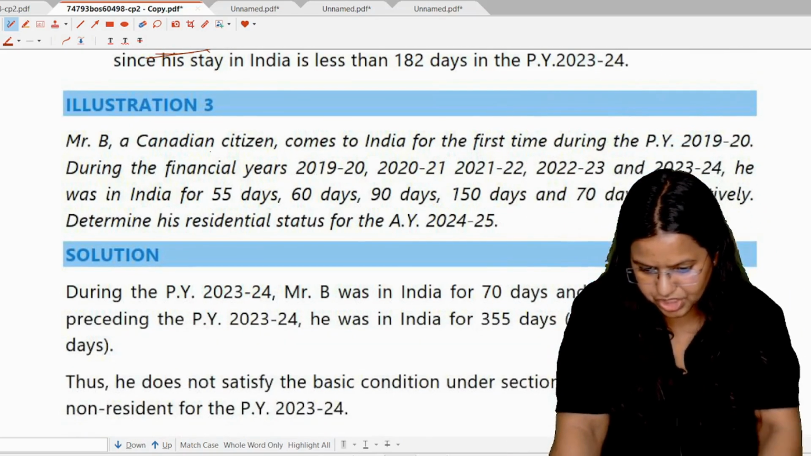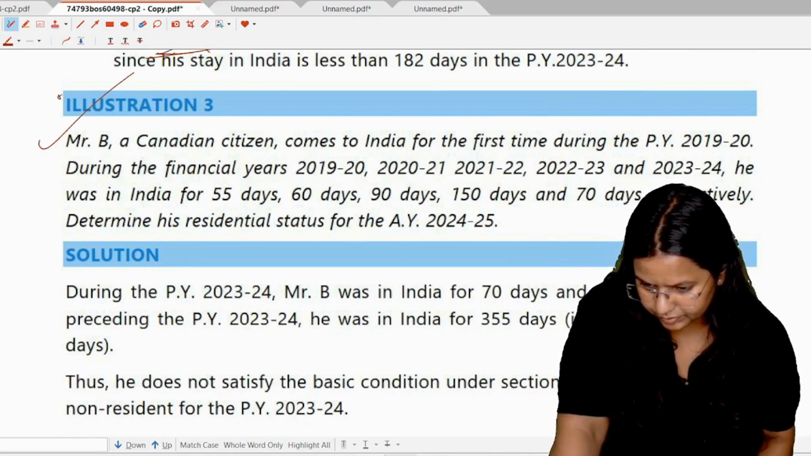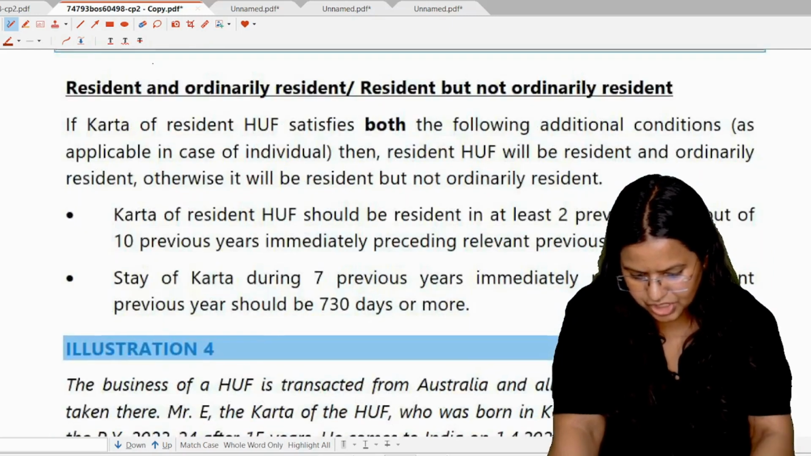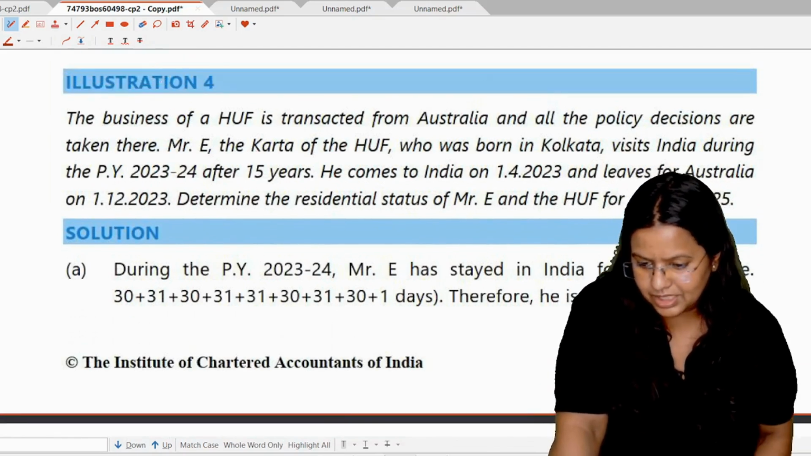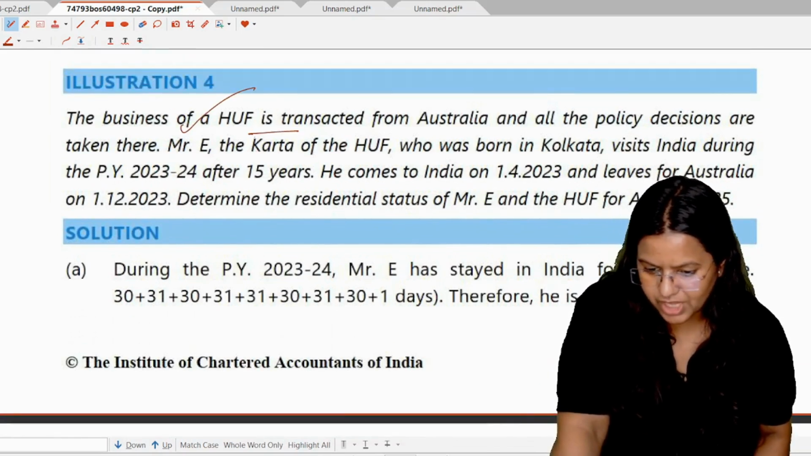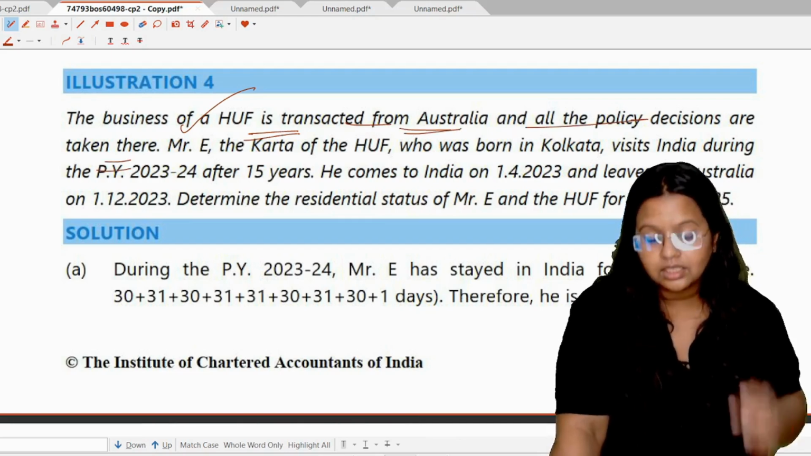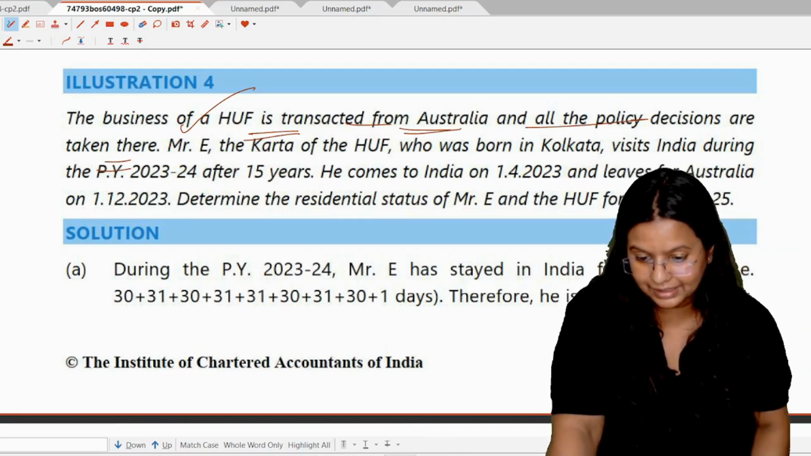Next, illustration number 3, this is your homework, similar to illustrations number 1 and 2. Now next, come to illustration number 4, which is related to the HUF, Hindu Undivided Family. The business of a HUF is transacted in Australia and all the policy decisions are taken there.